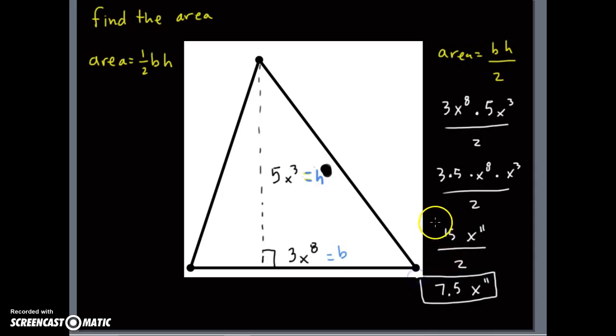Now we could leave it like this as well because of the fraction. Since 2 doesn't go into 15 evenly, in Schoology we could type in 15x to the 11th over 2. These are two acceptable answers that will both be accepted in Schoology. Example number 3.